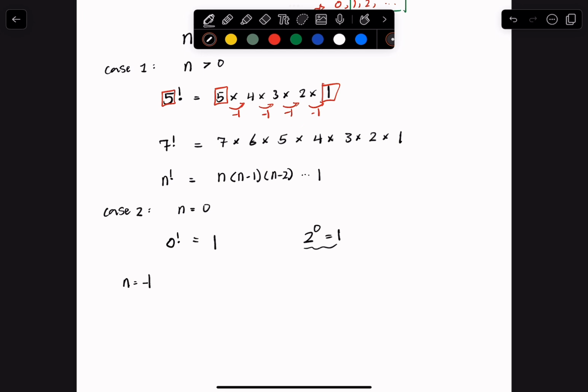I know someone wants to ask, okay, we talked about non-negative integers, but what about -1 factorial? What about pi factorial? Oh my god, don't be that curious. They are actually defined, but not covered in IB, so you just assume that they don't exist.